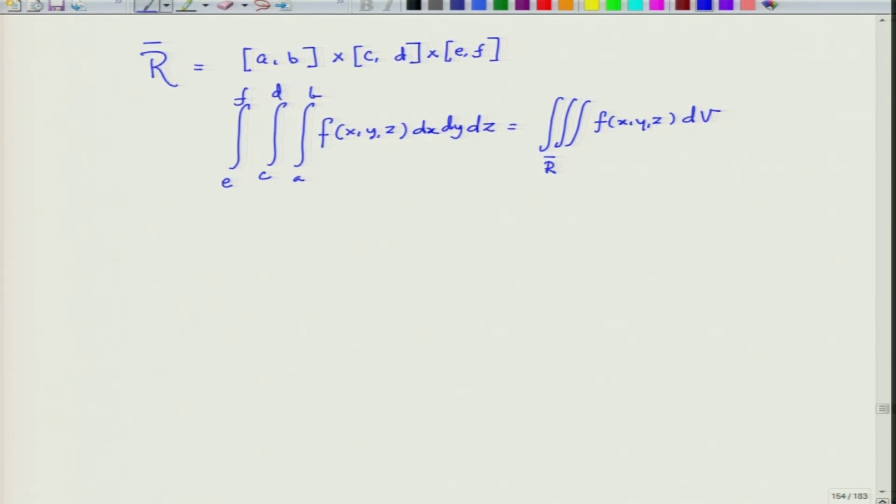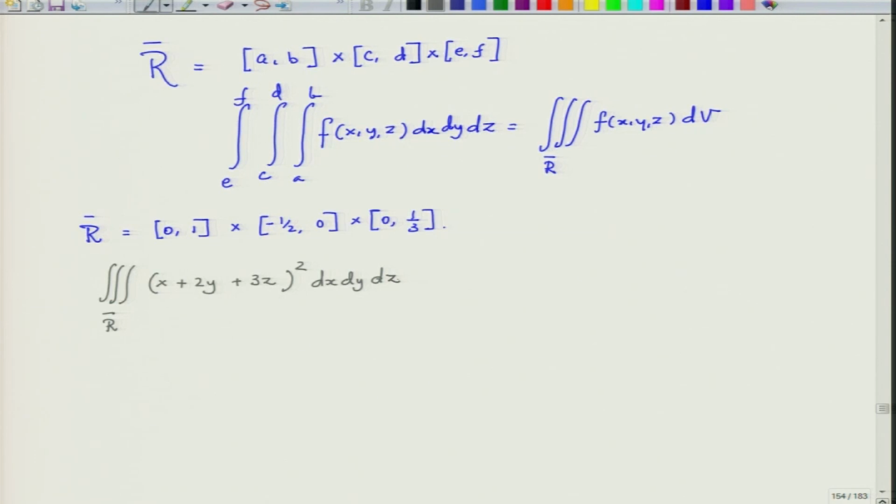So a simple example that I will compute, which is given here in the book, is, for example, you take a box B, a rectangular R bar zone, which is [0, 1] cross [minus half, 0] cross [0, 1 third], and my f in this case, so I have to evaluate over R bar the integral of (x plus 2y plus 3z) whole square dx dy dz. So let's go first with x, then with y, then with z.